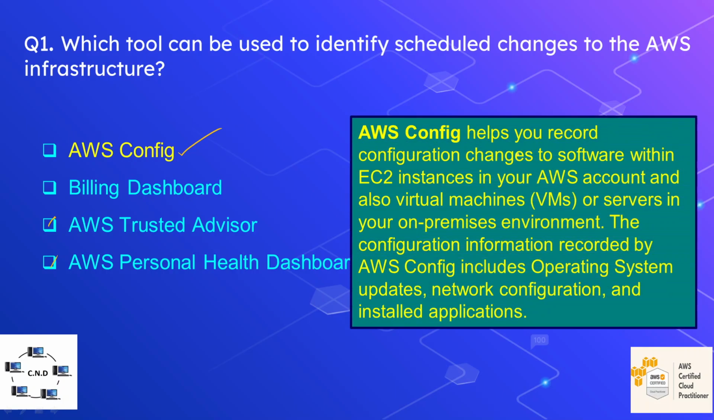So, what is AWS Config? It helps you record the configuration changes to the software within EC2 instances in your AWS account and also virtual machines or servers in your on-premises environment. The configuration information recorded by AWS Config includes the operating system updates, network configuration, and installed applications. So basically, this tool records any changes to your AWS infrastructure. These may include the operating system updates, network configuration, or newly installed applications or the removal of applications as well.